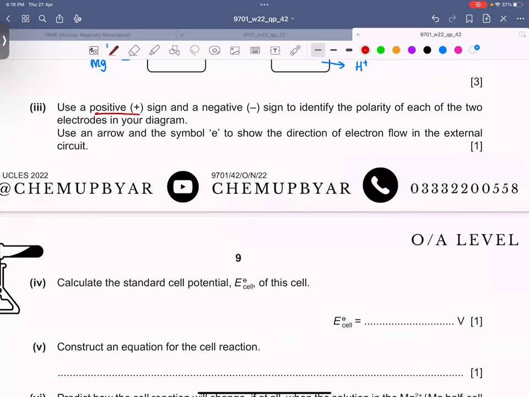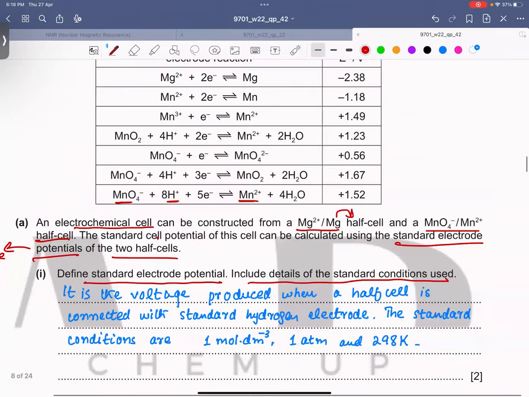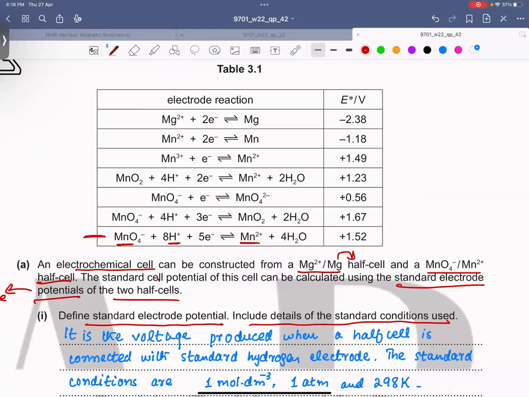what they are saying is, use a positive sign and a negative sign to identify the polarity of each of the two electrodes in your diagram. Let me remind you: the positive sign is actually for the electrode where the reduction is taking place, and the negative sign corresponds to the electrode where oxidation is taking place. So in this half cell, one reaction is taking place, and in the other half cell, this reaction is taking place, because we have a magnesium ion and magnesium two positive ion. See, its value is minus 2.38, so it would be lower than the E naught value of the other half cell, which is positive 1.52.